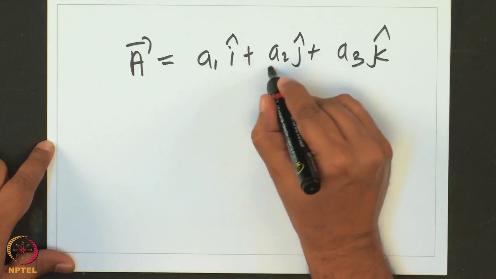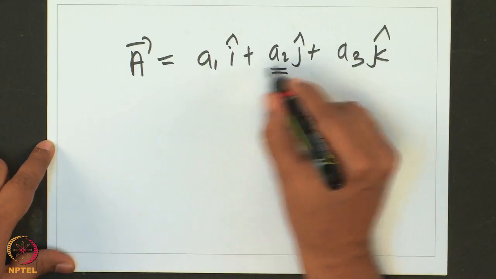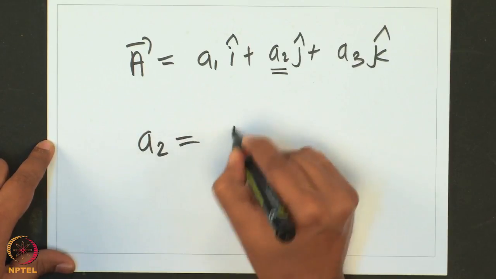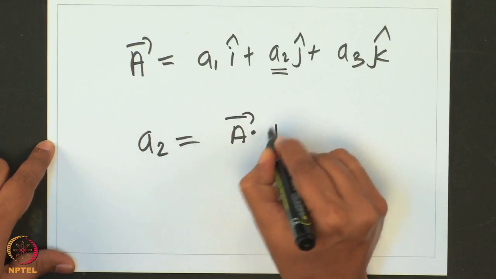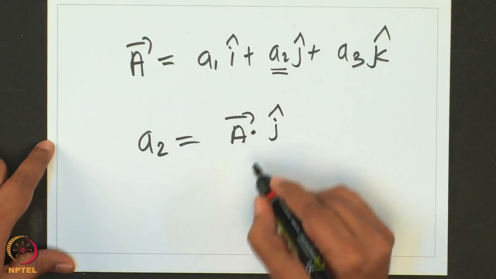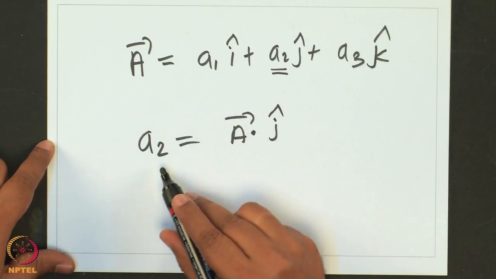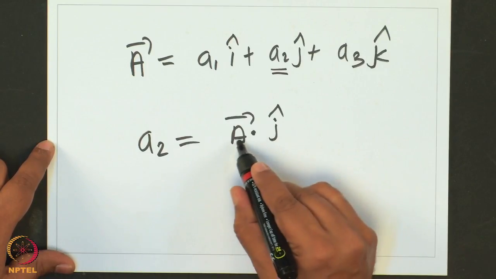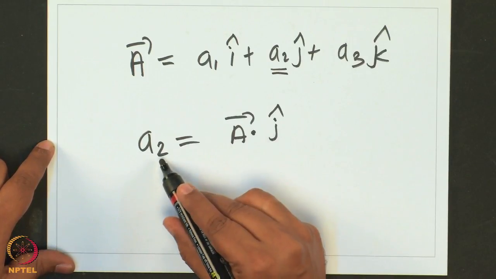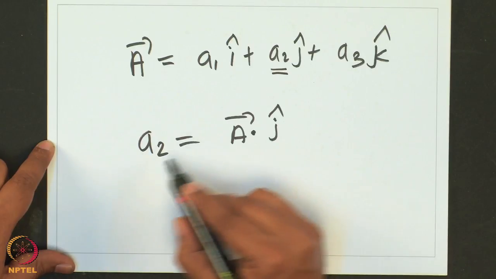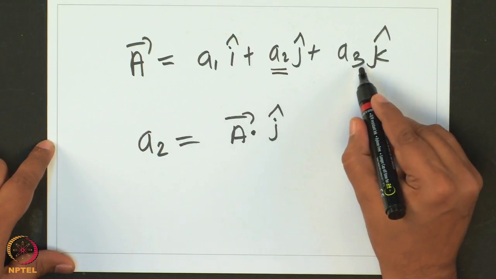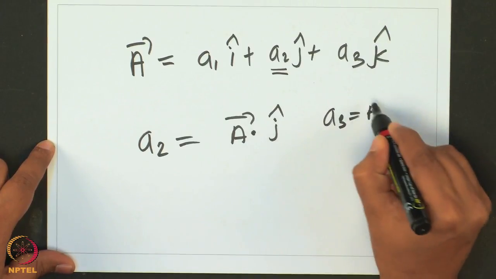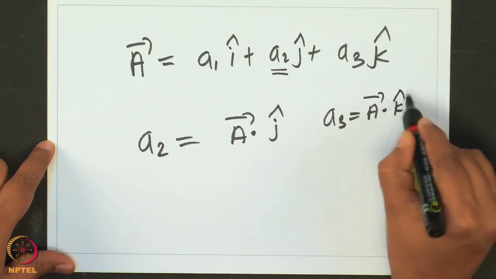If I want to know the value of a2 given A, I can write a2 is A dot j. This is something in vectors one would learn in school also. If I take the dot product of this vector and j, I would get this value a2. Similarly, a3 I can get as A dot k. So, a3 will be A dot k.